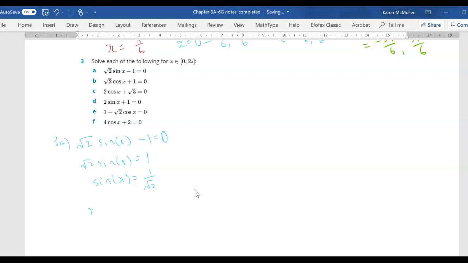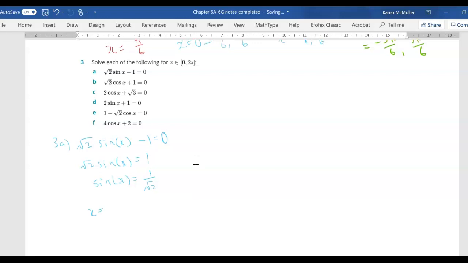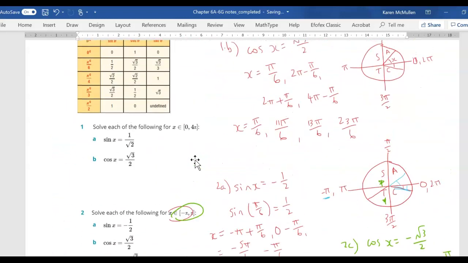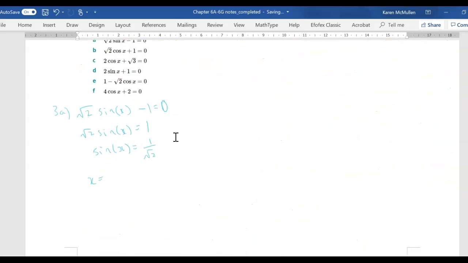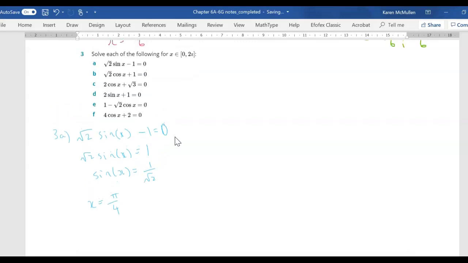So x is equal to, so let's go back up here. I know it's going to be pi on 2. Sorry, not pi on 2, pi on 4. Listen to me, I was so confident. I knew it was pi on 4. I don't know why I said pi on 2. Pi on 4.